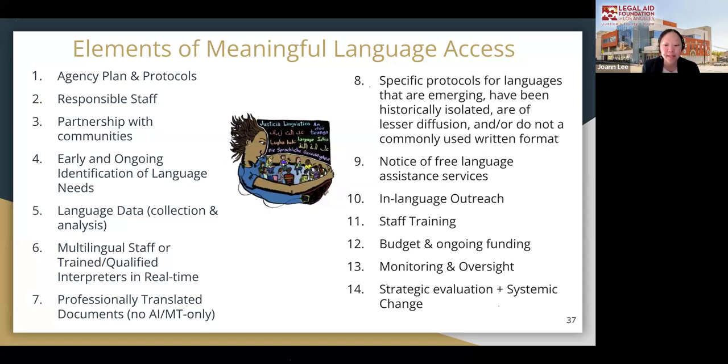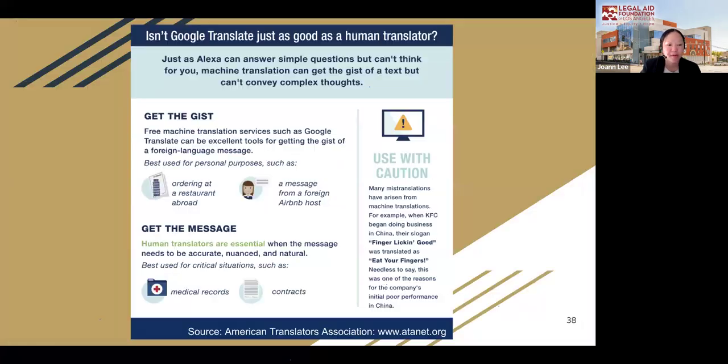Are we providing notice? Are we doing outreach, staff training, making sure there's budgeting, oversight and monitoring? We'll get to the complaint process later. And then just being strategic about how you're evaluating and really creating systemic change within your programs. So we really want to take this approach when we think about what is language access. On the next couple slides, and I'll go through quickly because I know we're a little behind, I wanted to look at this issue of machine translation and the use of AI.